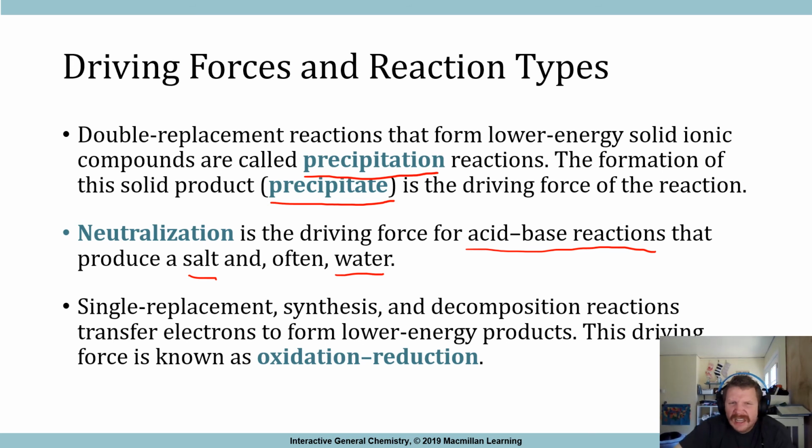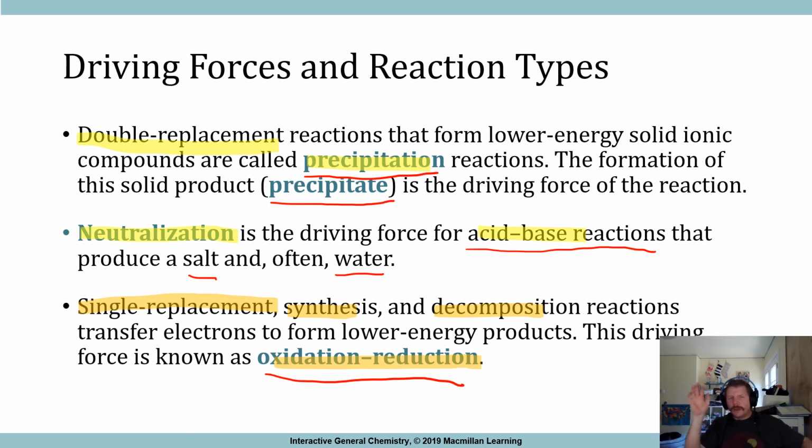Single replacement, synthesis, and decomposition reactions transfer electrons to form lower energy products. This driving force is known as oxidation reduction. So here are your associations. I want you to think of the first association as double replacement, precipitation. Neutralization, acid-base. Then single replacement, synthesis, decomposition, oxidation reduction. If you can associate those terms and concepts, you're going to be in good shape.